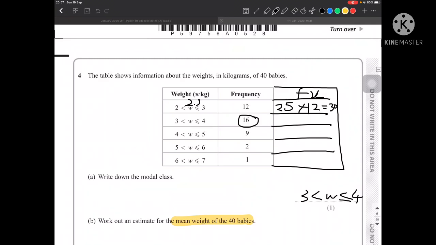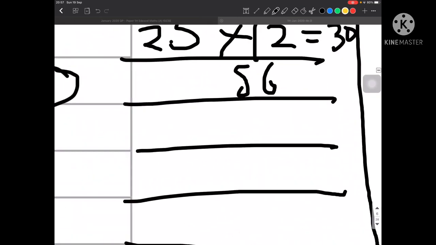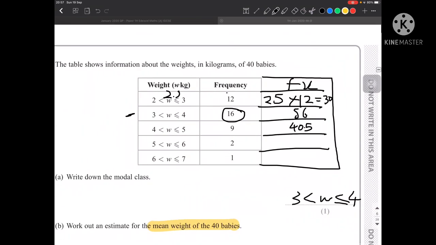Right, sorry about that. Then for the second one, likewise 3.5 multiplied by 16, which is 56. And for the other one, 4.5 multiplied by 9, which is 40.5. And then 5.5 multiplied by 2, which is 11. And this is 6.5 multiplied by 1, which is 6.5 itself.